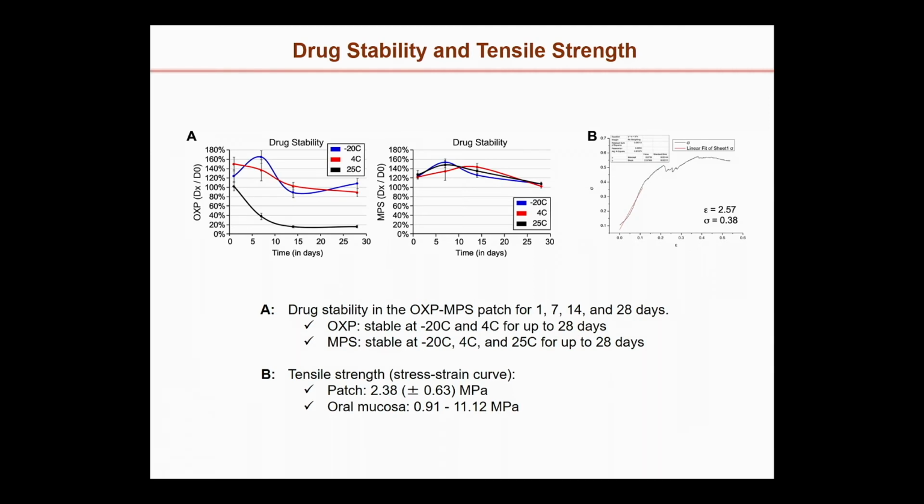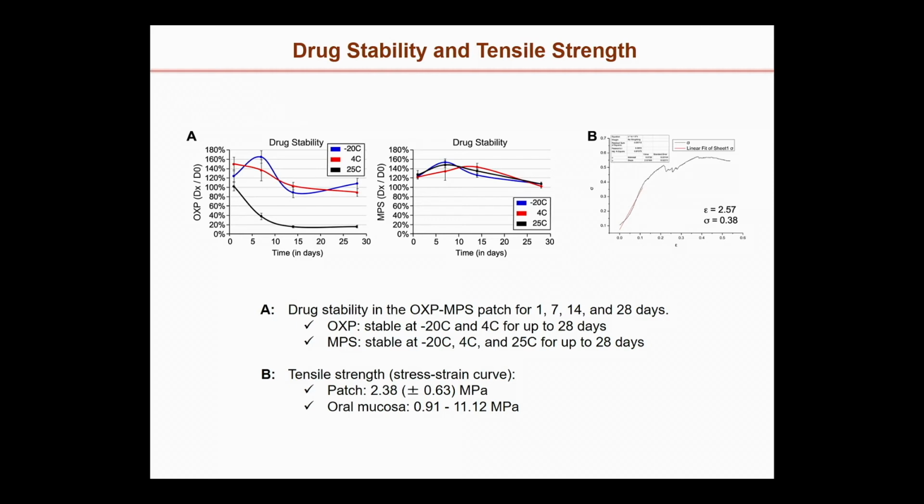So we also tested a few things regarding the patch properties. On the A panel is the stability assay. The left one is oxaliplatin, and the right one is mycophenolic acid. Mycophenolic acid is pretty stable at different temperatures, 4 degrees, minus 20 degrees, or 25 degrees, over a period of 1 month. Oxaliplatin is very unstable at room temperature, but at 4 degrees or below it is relatively stable over the period of 1 month.